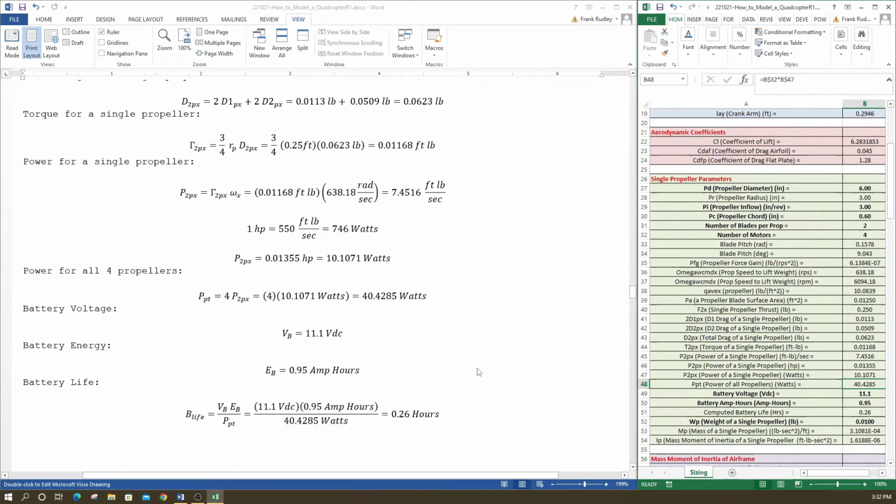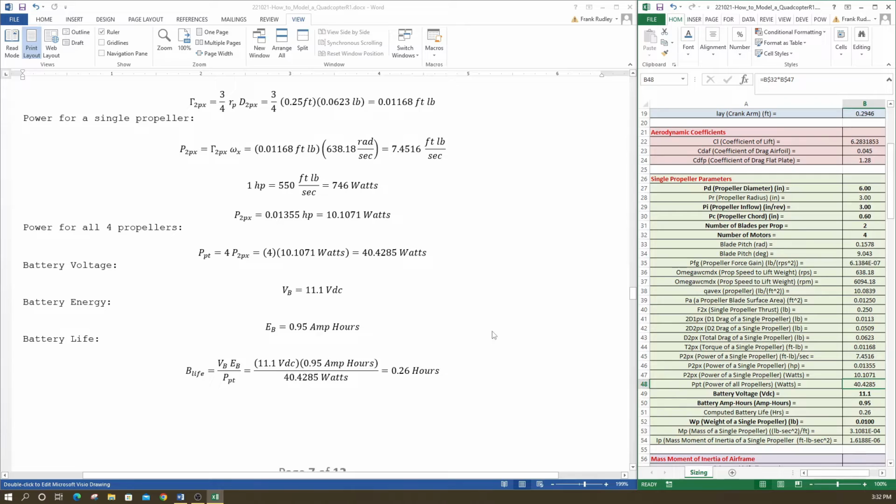So one interesting thing we could do now is some computations on our battery. The battery we have is a given, an 11.1 volt DC battery, and the battery is rated for 0.95 amp hours when I look at the label on this battery. So to compute the battery life, I take the voltage times the amp hours and divide that by the power. It's saying that the battery should last 0.26 hours just to lift the helicopter.